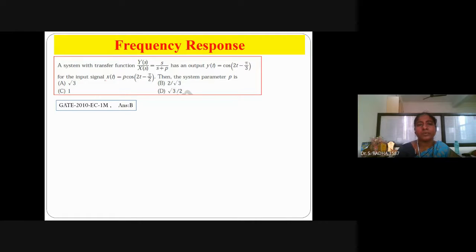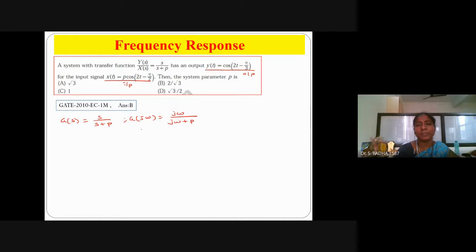So here this is the input signal, this is the output signal. Okay, and G of s is given as s by s plus p, and from here for G of j omega we have to write, wherever s is there we have to put j omega.